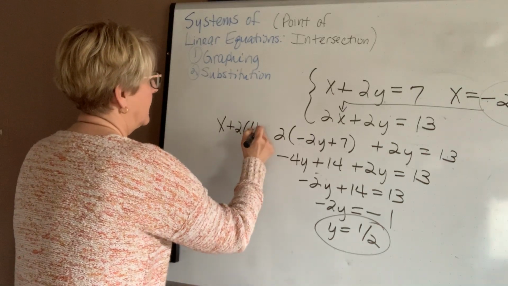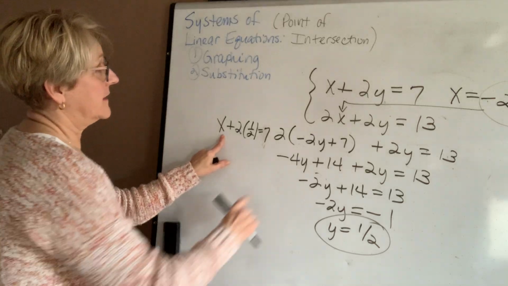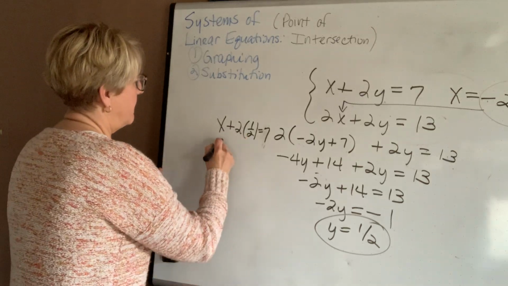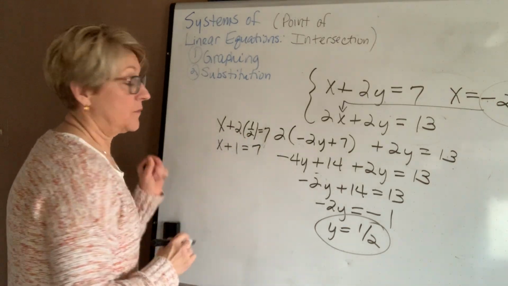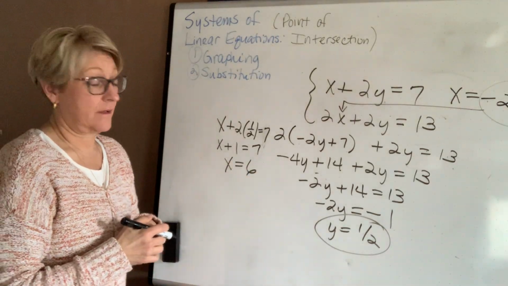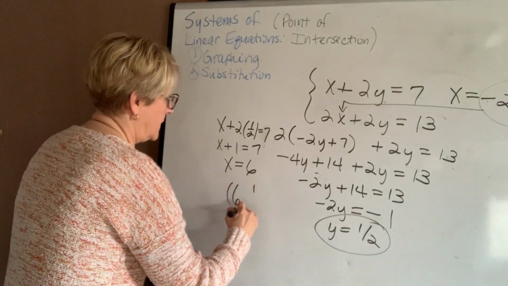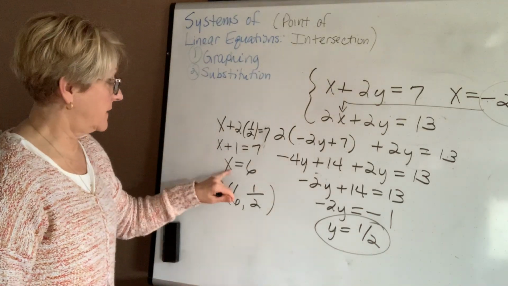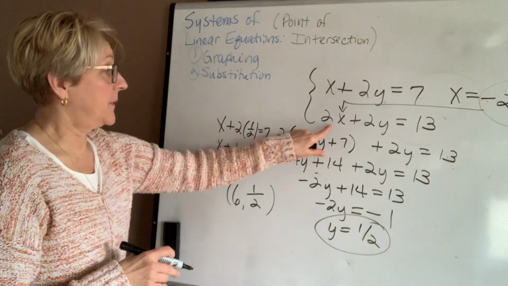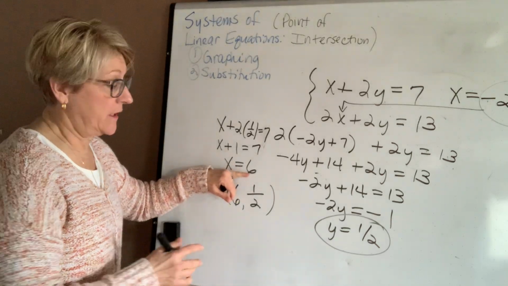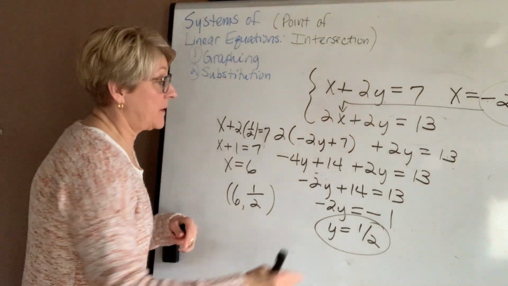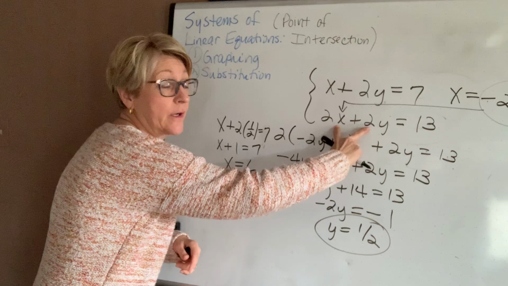I'm running out of room here. Okay, x plus 2 times a half equals 7. 2 times a half is 1. Subtract 1, we get our solution. So the point of intersection is 6, 1/2. I generated this solution by plugging this number in up here. I'm going to check my solution by plugging my 2 numbers into this other equation.